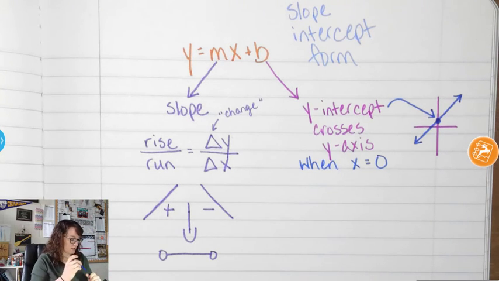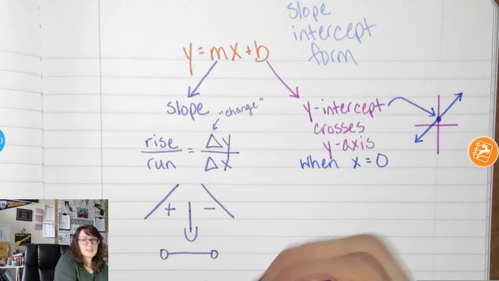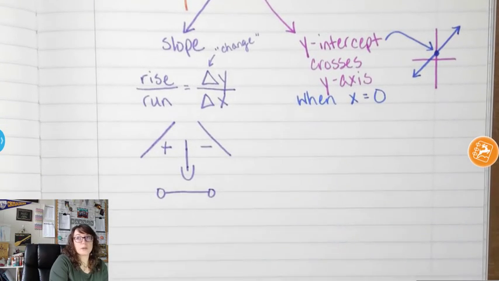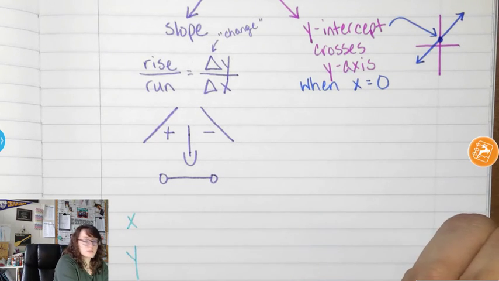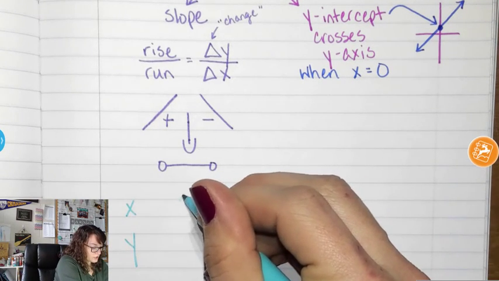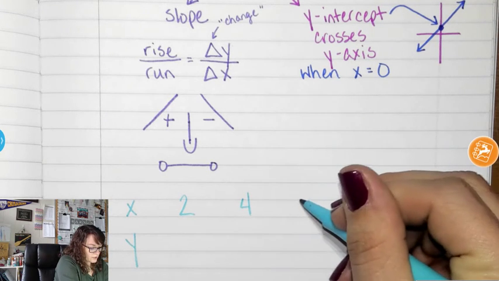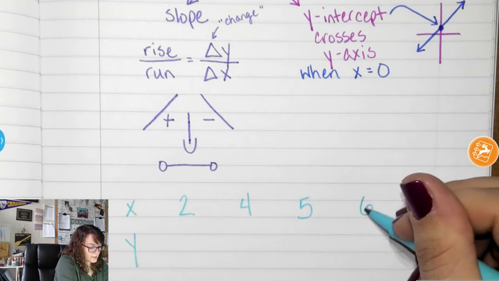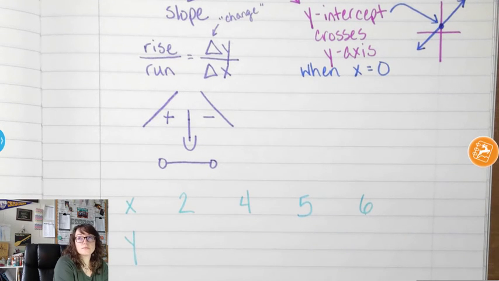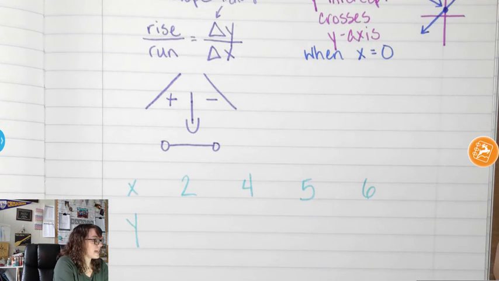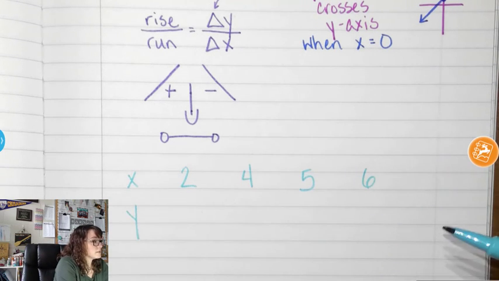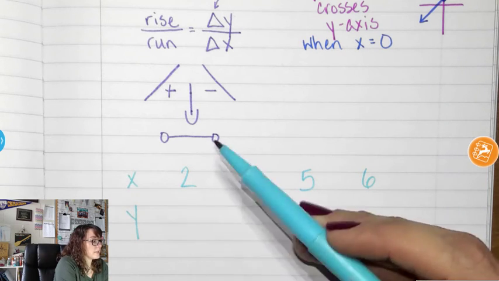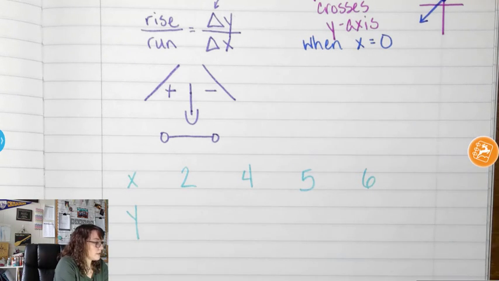All right. Example time. When you have a table, x is always going to be on top. So we're going to do x and y. My x's are going to be 2, 4, 5, 6. There is no rule that says it has to go in order. There is no rule that says it has to be constant. All this table is doing is showing me 4 points on a line.